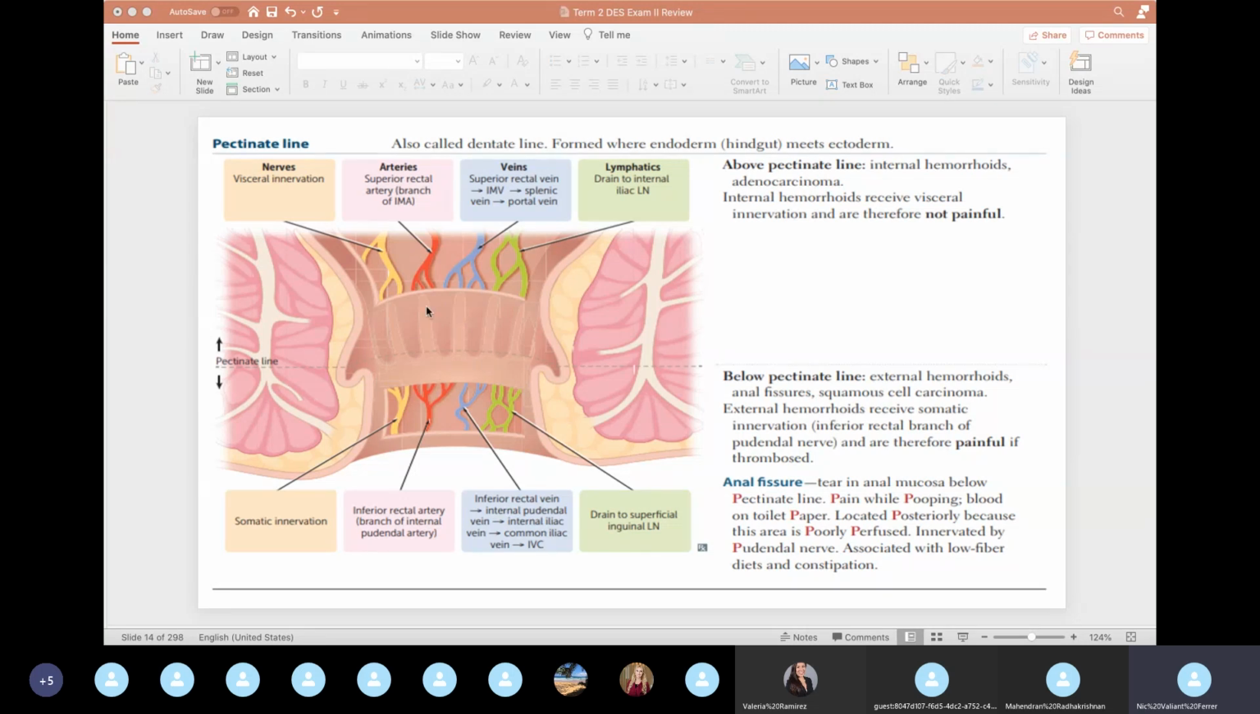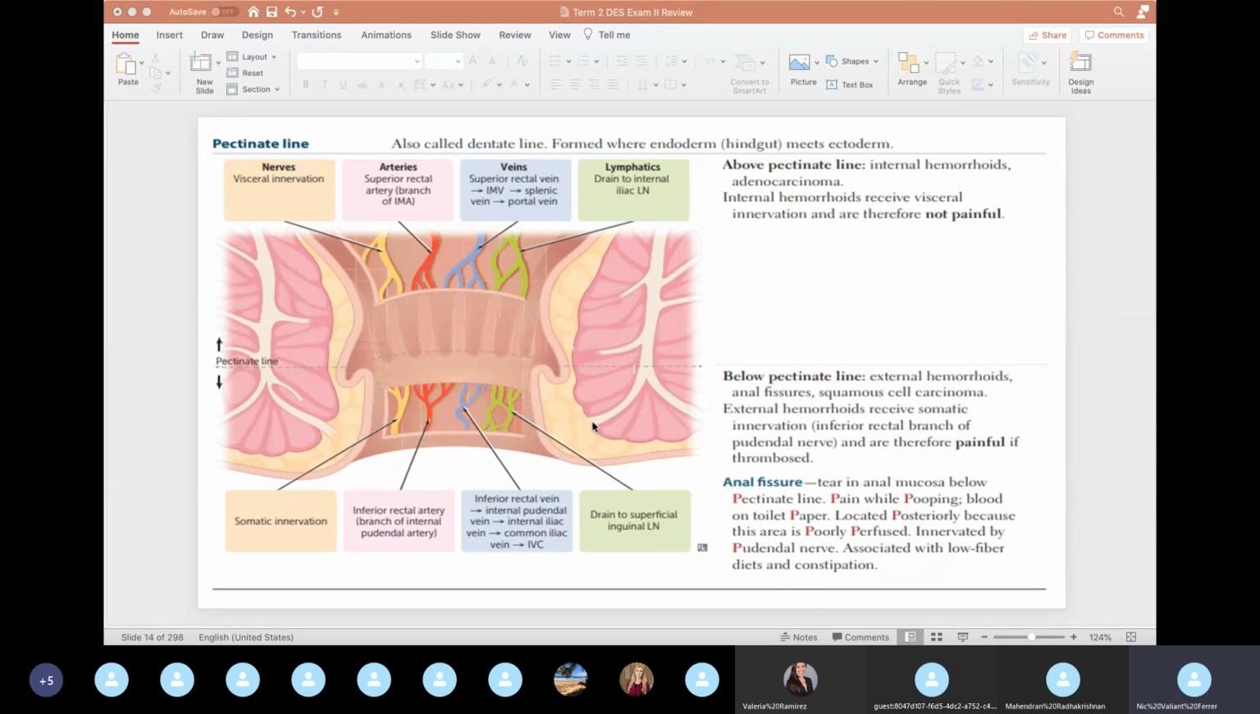Let's summarize. Dentate line. This is formed where your hindgut meets the ectoderm. Above the pectinate line, it's visceral innervation. Therefore, the internal hemorrhoids are not painful. The arteries, superior rectal artery, the veins, they drain to the portal circulation. And for the lymphatics, they drain to the internal iliac lymph nodes.